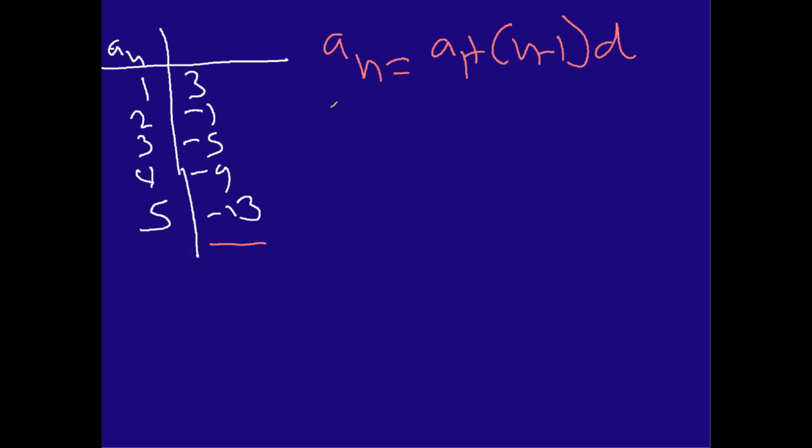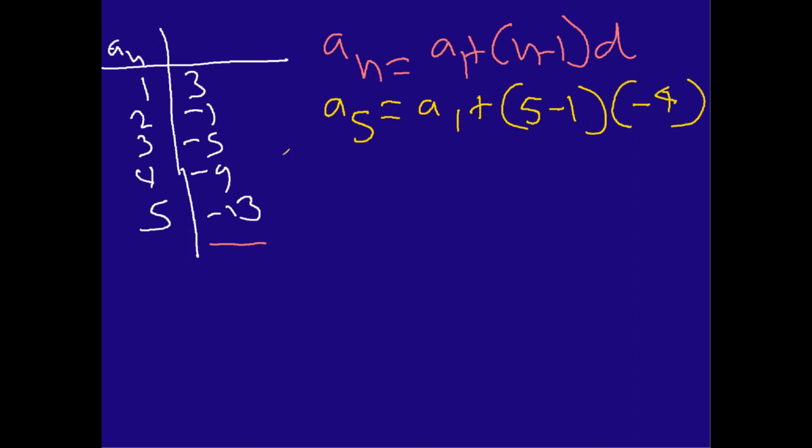So a sub 5. Well, let me change the color here for you. A sub 5 equals a1 plus n minus 1. So what's our n going to be? Our n is going to be 5 because this is our fifth term. 5 minus 1. And we already know that our d is -4, so I'm going to put that right here in parentheses, like so.